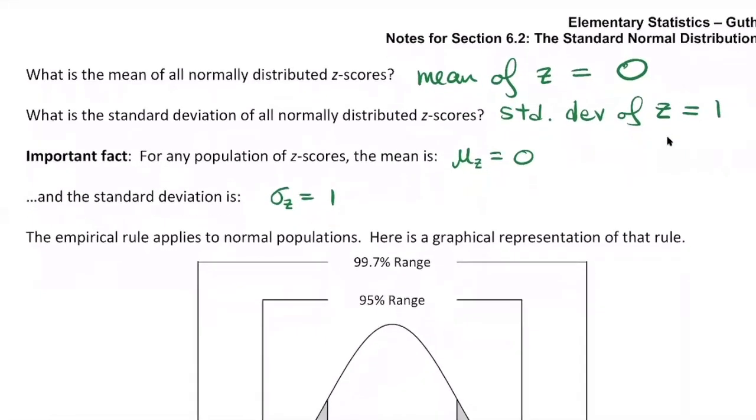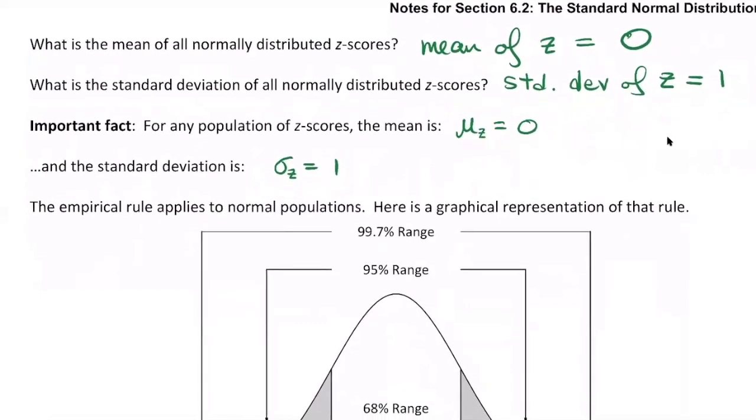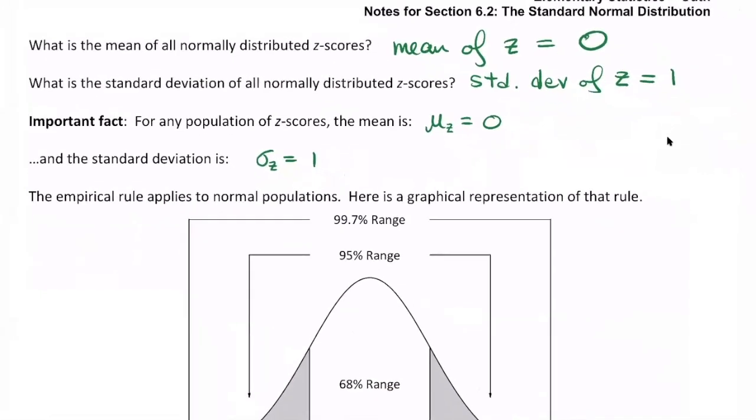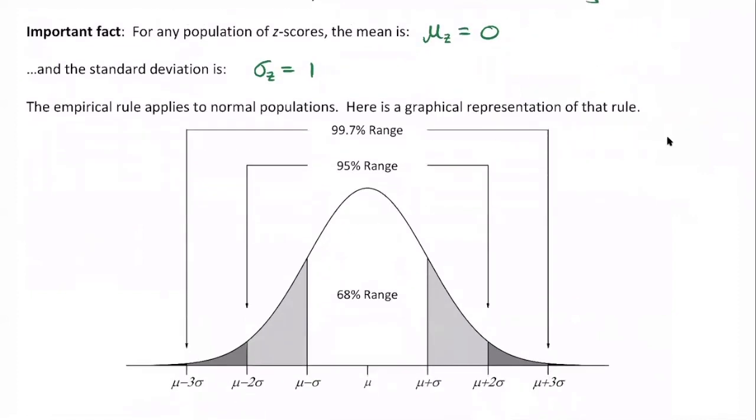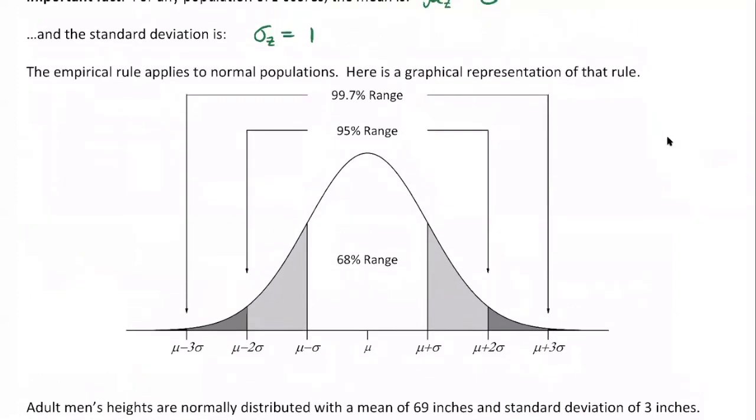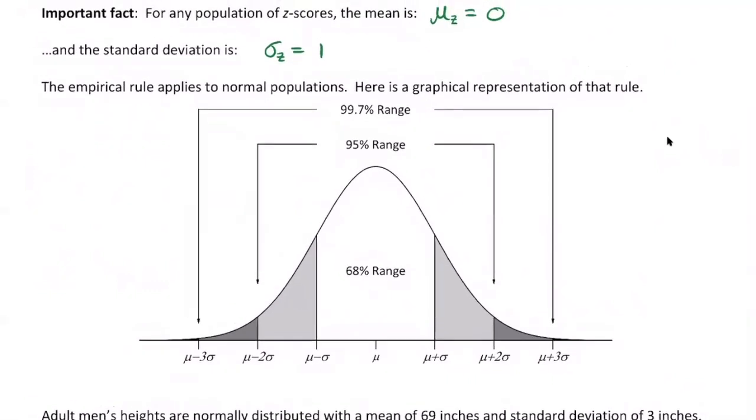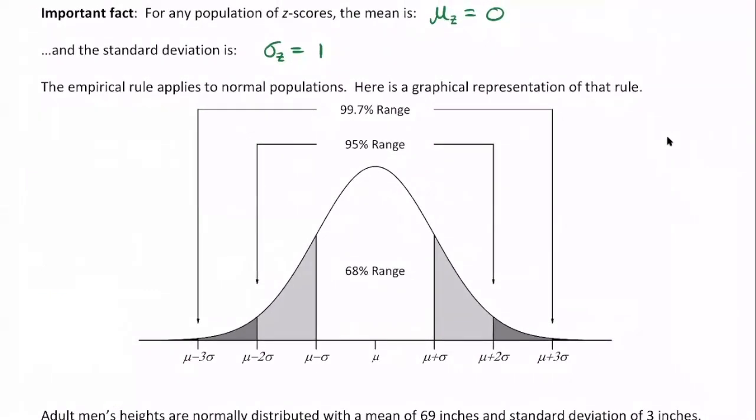The empirical rule we've talked about before. It applies to normal populations, and then the graphical representation is here. 68% of values are within 1 standard deviation from the mean. 95% are within 2 standard deviations, and 99.7 are within 3 standard deviations. Any questions here? That's an old fact from chapter 2, I think.